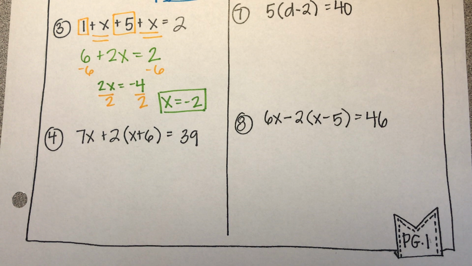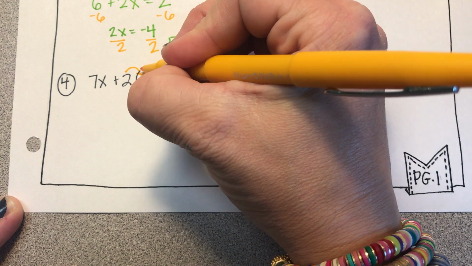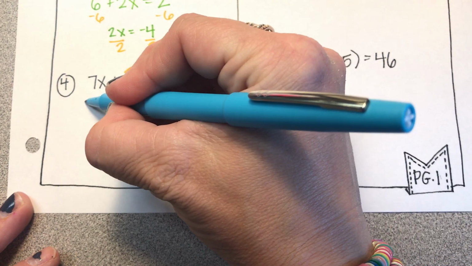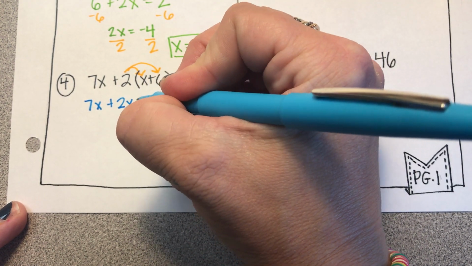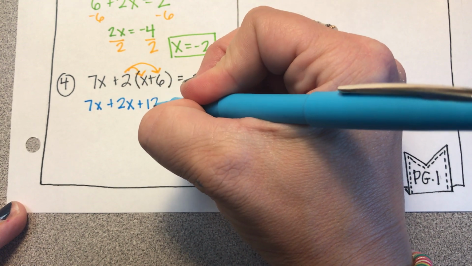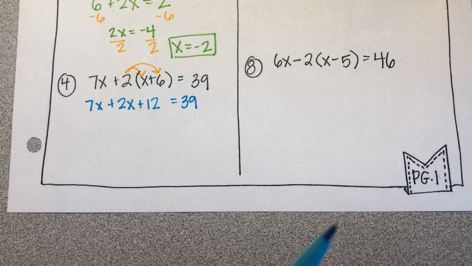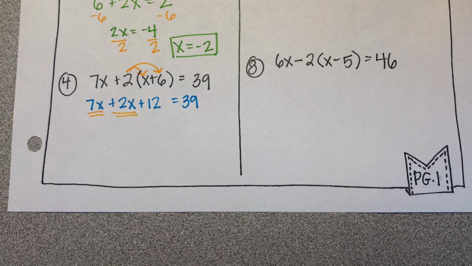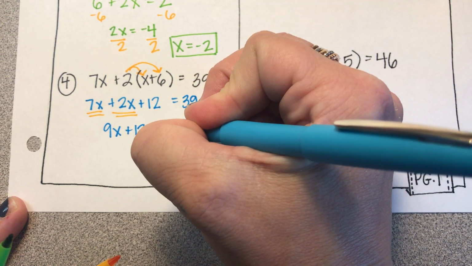Okay, let's look at number 4. This one has distributive property, right? We've talked about that yesterday, how to do that. So the first thing I'm going to do is multiply, right? 2 times x is 2x. 2 times 6 is 12. And that equals 39. So now what can I combine? What do you see that's like terms? 7x plus 2x. That's 9x plus 12 equals 39.